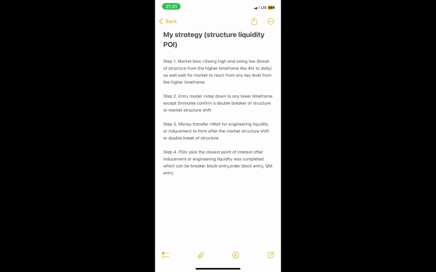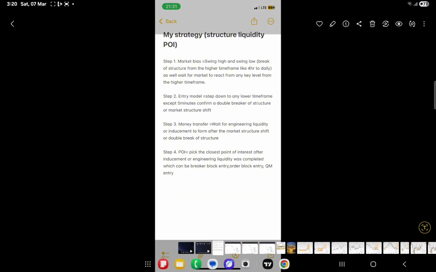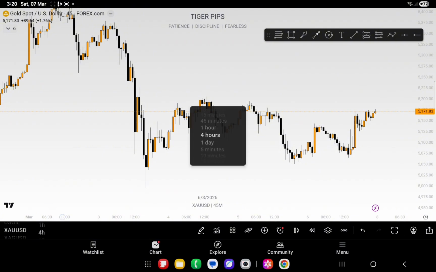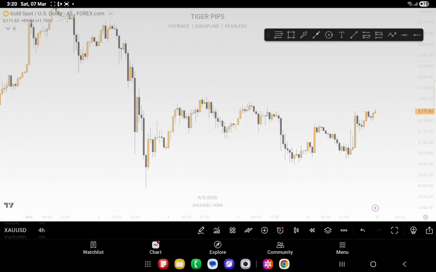I need to see a market rejection or reaction from a key level in between the swing high and the swing low. So now let's go to the chart. If we go to this chart, you've got to see that this is 45 minutes. So it says higher time frame. This higher time frame tells on how and what kind of trader you are, right?